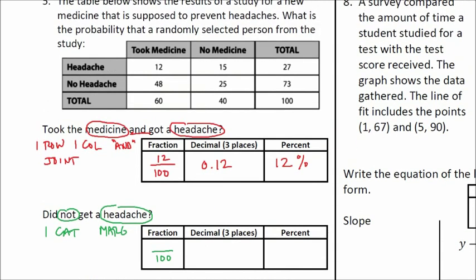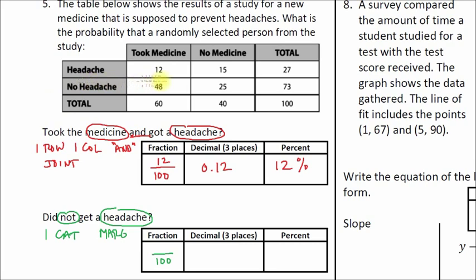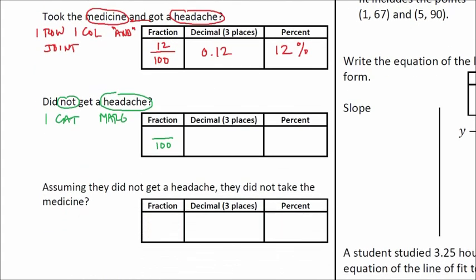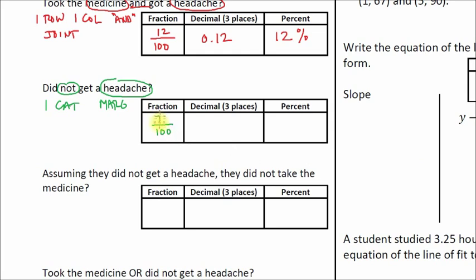And marginal did not get a headache. Take a look at your table. How many people did not get a headache? 73. Remember, marginal means you take the number from the margins. So 73, that's going to be 0.73 or 73%. Next one.